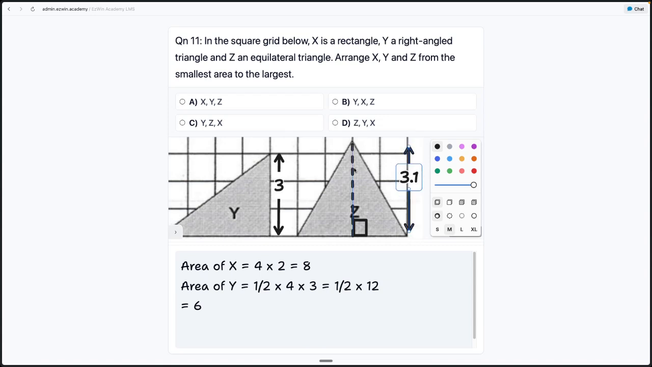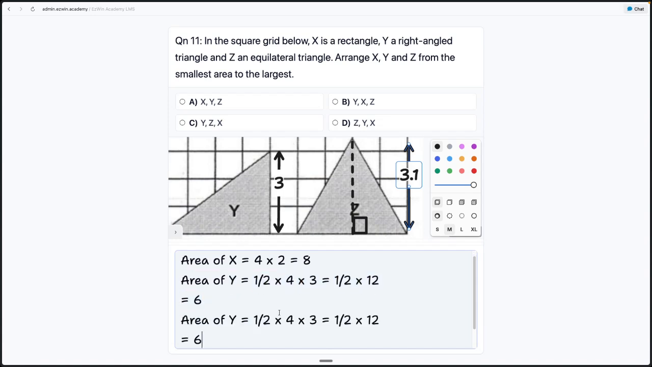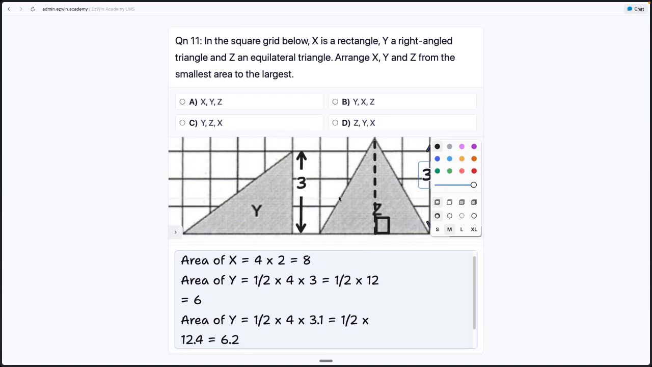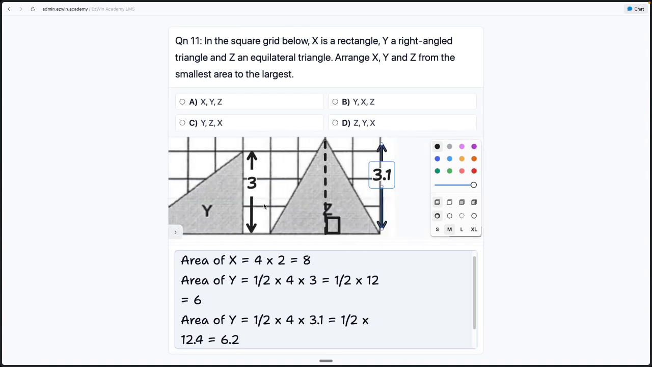Okay, so with that said, we can just put area of Y equal to half times 3.1. All right, so this will be like 12.4 or something like that. And then half times 12.4 is 6.2. So from here, I think we can roughly know which one is the biggest and which one is the smallest.